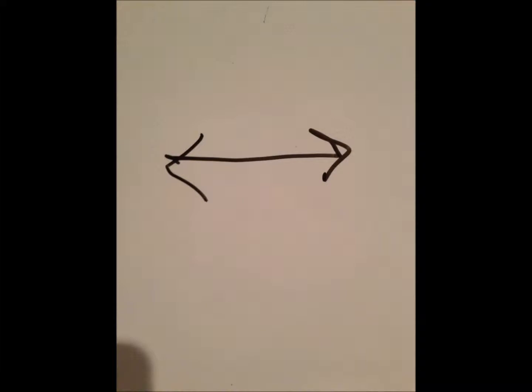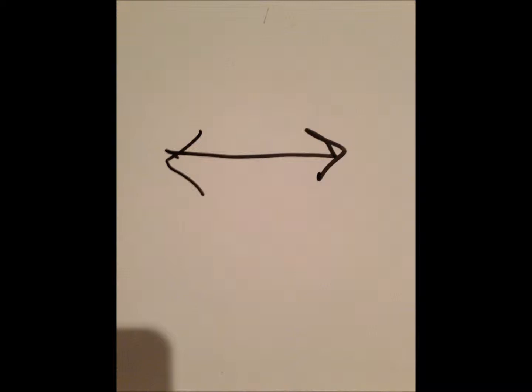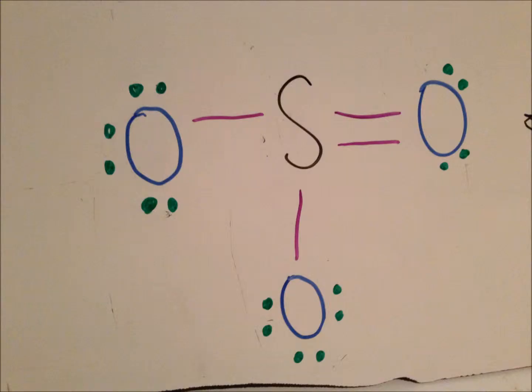This double-headed arrow you put in between the compounds when you have resonance. This is the second way that you can draw SO3. This arrow means that there is still one more compound that can be written a different way. This is the third and final way you can draw SO3.